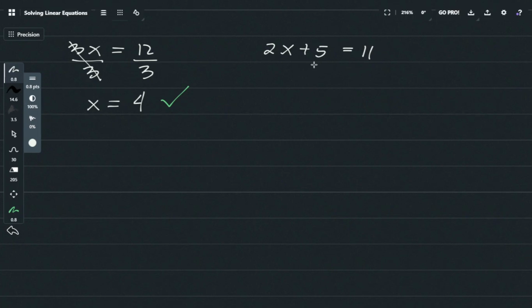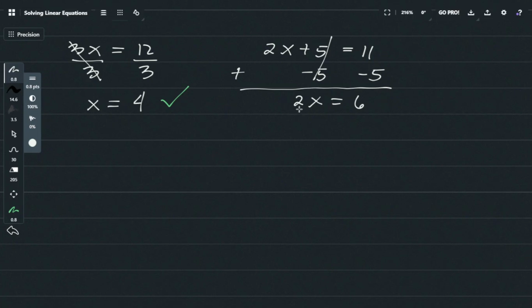So we're just going to find the additive inverse of positive 5. The additive inverse of positive 5 is equal to negative 5. So we're just going to add negative 5 to both sides, like so. And positive 5 plus negative 5 is just equal to 0, so we can cancel that out. So we're going to bring down the x, and 11 plus negative 5 is just equal to positive 6.